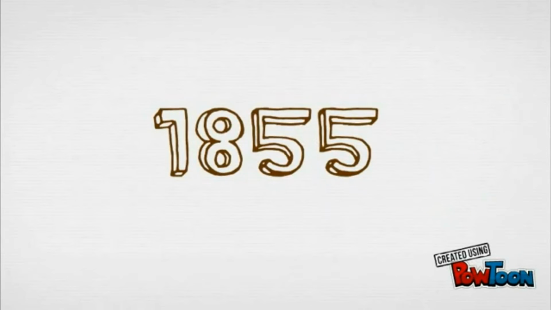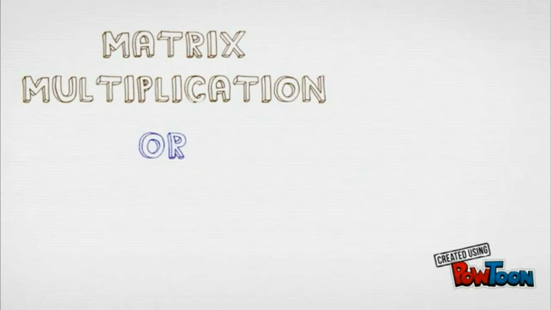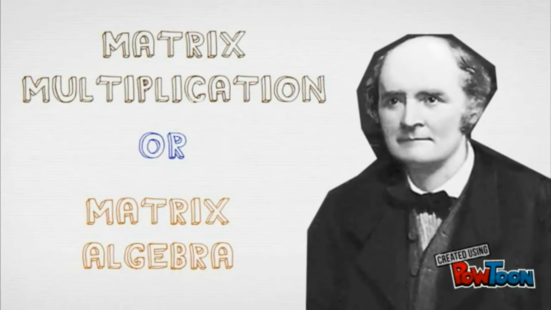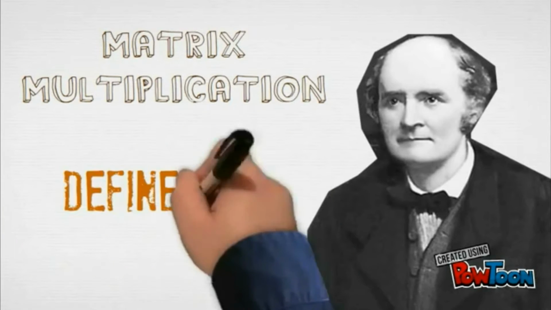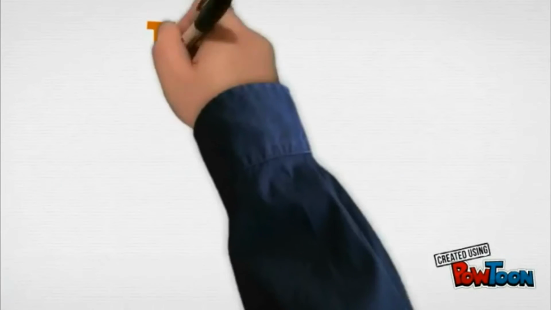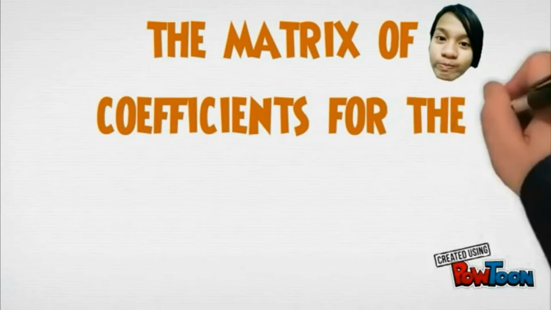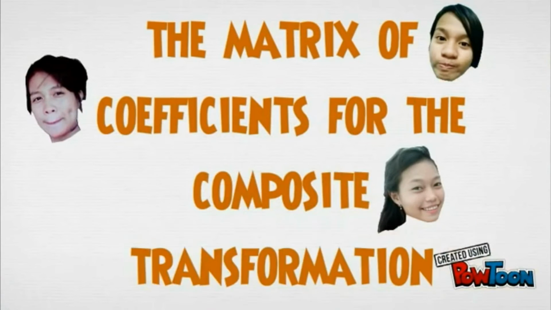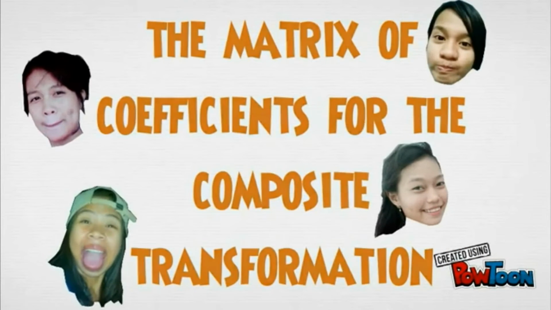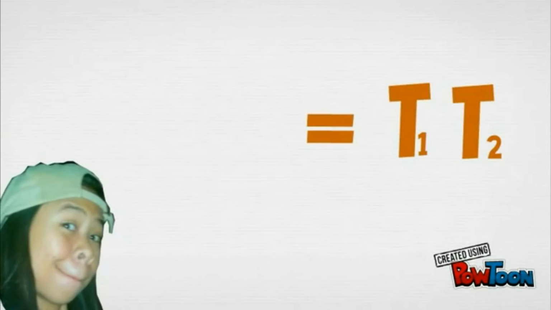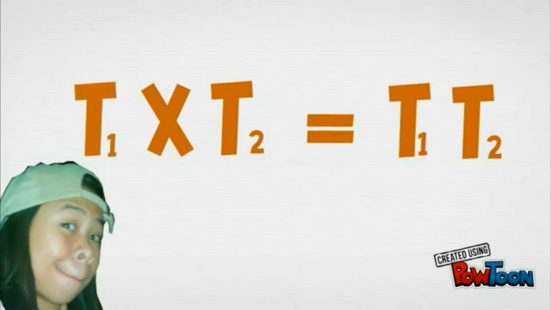In 1855, matrix multiplication, or matrix algebra, came from the work of Arthur Cayley, which he defined as the matrix of coefficients for the composite transformation T sub 2, T sub 1 is the product of the matrix for T sub 2 times the matrix of T sub 1.